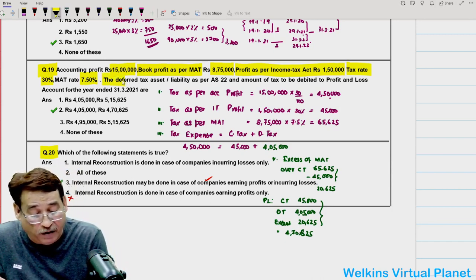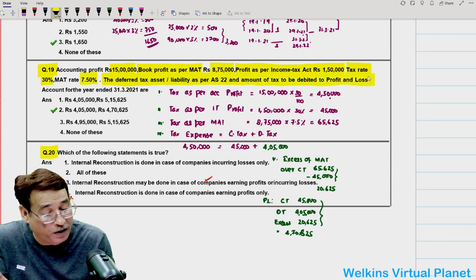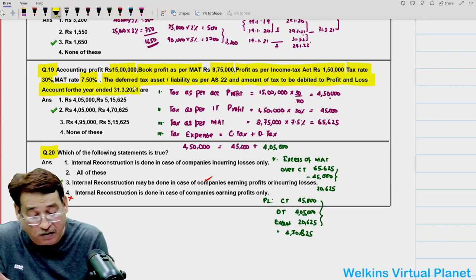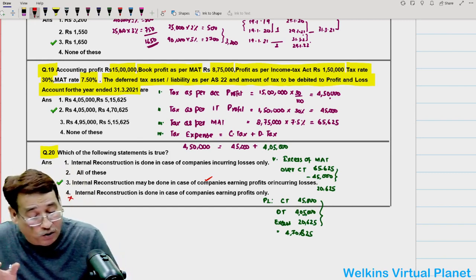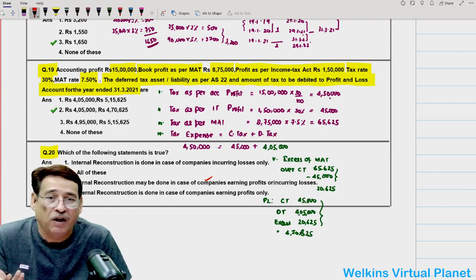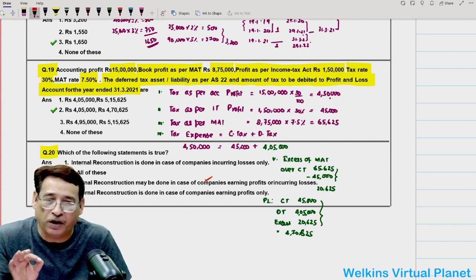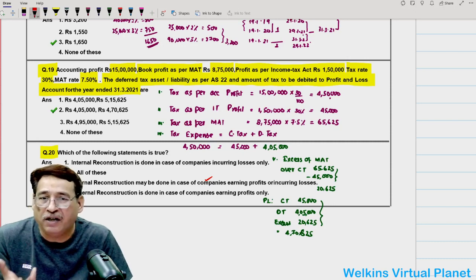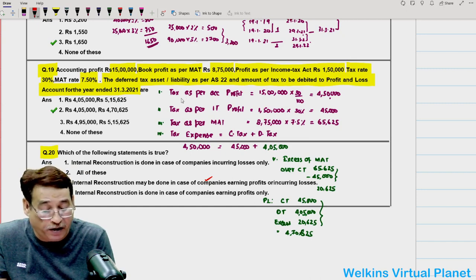Anyway, further it is given deferred tax asset or liability as per AS22, and an amount of tax to be debited to the profit and loss account. This is what we have to find out. It is not a very tough task, provided you are well aware of all the concepts, especially with respect to accounting profit, tax as per income tax profit, and finally tax as per MAT. So for simplification, I have done it in this manner. Just pay attention actually.